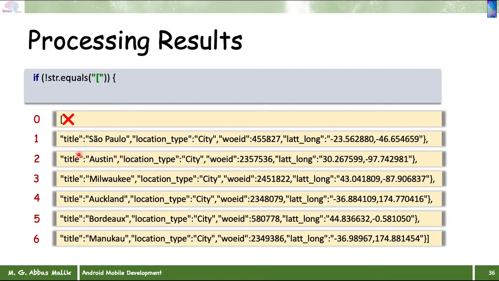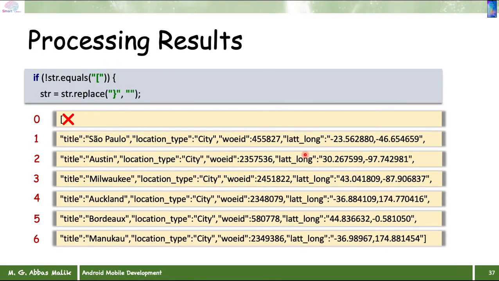We need to process index values 1 2 3 4 5 6, not the index value 0. Or you can say that when the particular string array value is equal to this, we are not going to process it. If it is not, if we're talking about these other values, then what we are going to do is replace things.